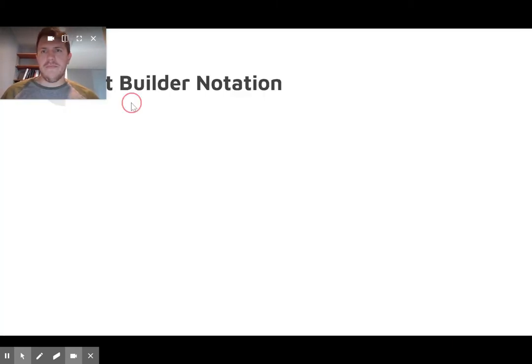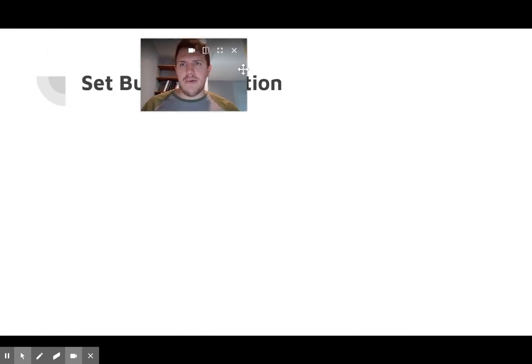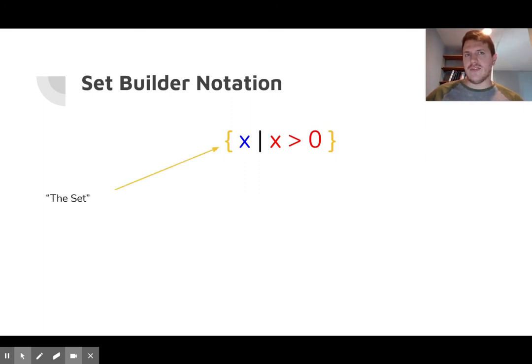First thing we want to know is when we write about a set of numbers in set builder notation, it looks something like this. So we have these curly brackets on both sides here. That implies a set of numbers. The curly brackets always imply a set of numbers, so we're going to call this a set. That's what that implies.